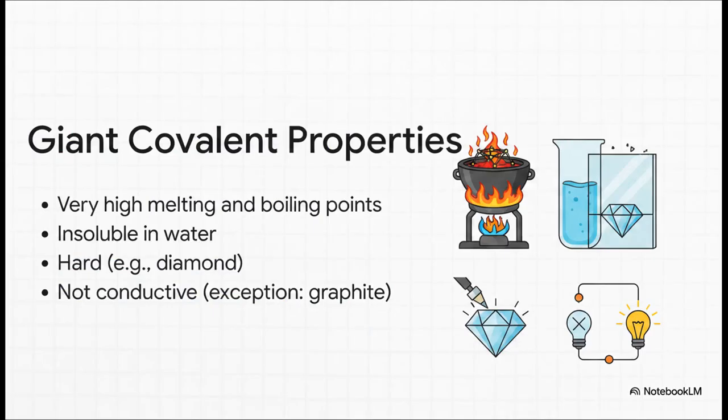So you can probably guess the properties, right? If you want to melt diamond, you have to break an insane number of those super strong covalent bonds. That takes a massive amount of energy, which means a crazy high melting point. That network also makes them extremely hard and insoluble. And normally, the electrons are all locked into bonds, so they can't conduct electricity. But as we saw, there is one very big exception.